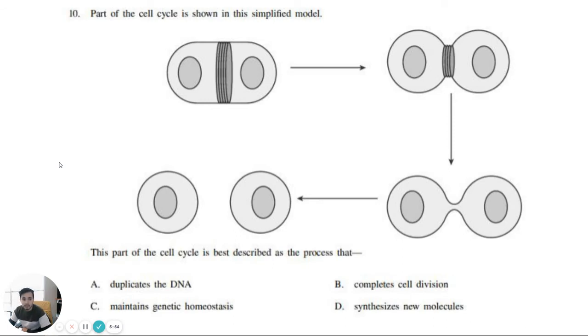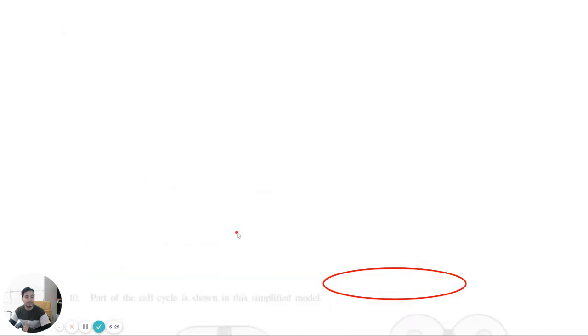Part of the cell cycle is shown in this simplified model. This part of the cell cycle is best described as the process that A, duplicates the DNA, B, completes cell division, C, maintains genetic homeostasis, or D, synthesizes new molecules. Okay, so there's a couple that look correct, but since we have two cells right here, it looks like they're splitting, and they finally split. This is the end of cell division. This is when it actually divides. So we go from telophase all the way to cytokinesis.